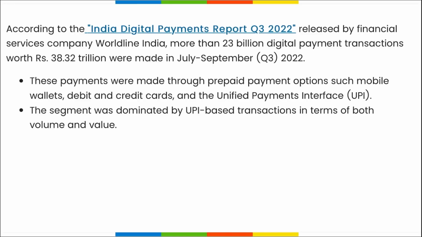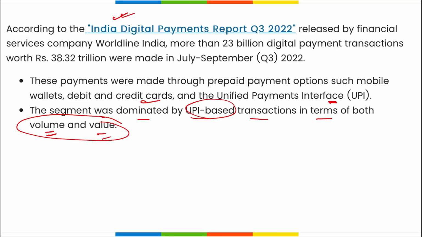That is a huge amount of money. These payments were made through payment options such as mobile wallets, debit cards, credit cards, and UPI, and the segment was dominated by UPI based transactions in both volume and value. All right, so remember it was Worldline that released the India Digital Payments Report for the third quarter, between July and September. We saw transactions worth 38.32 trillion rupees. That is a huge transaction.